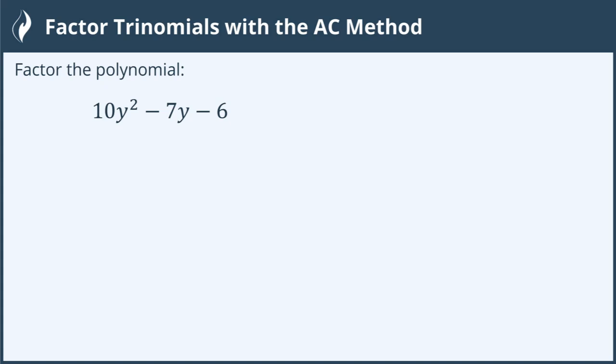In this video, we're going to learn how to factor trinomials with the AC method. So we have to use the AC method whenever a is not equal to 1. So a is our number in front of y squared. So a is 10, b is -7, and c is -6.